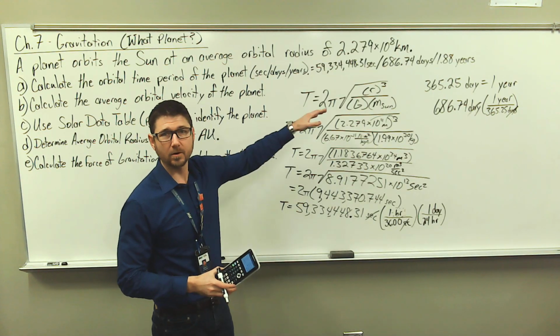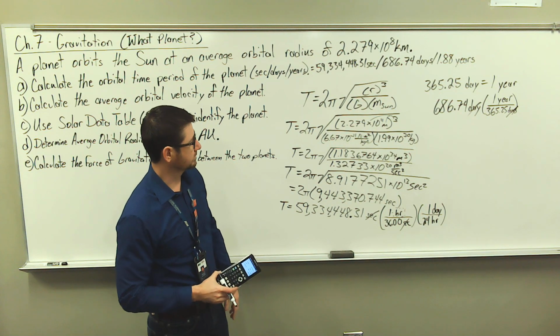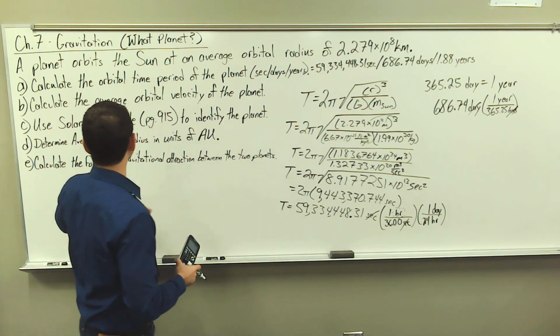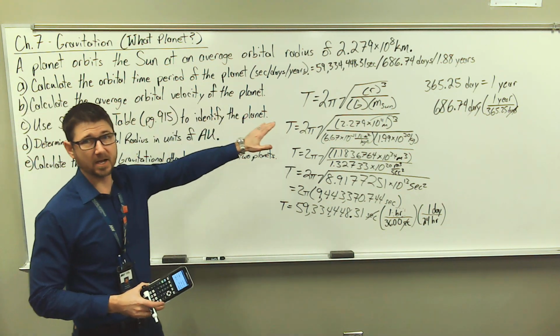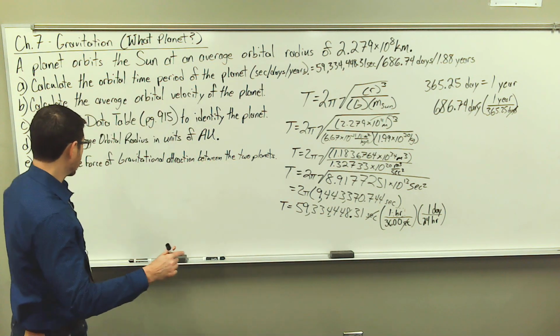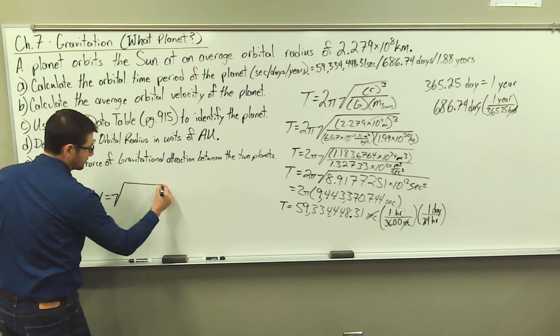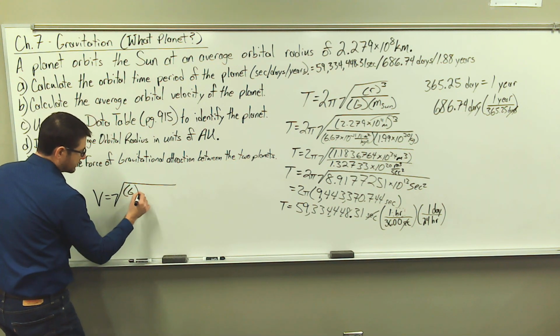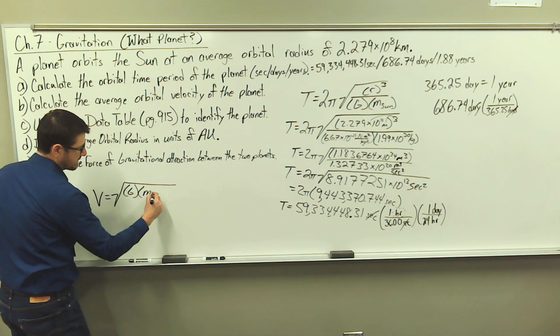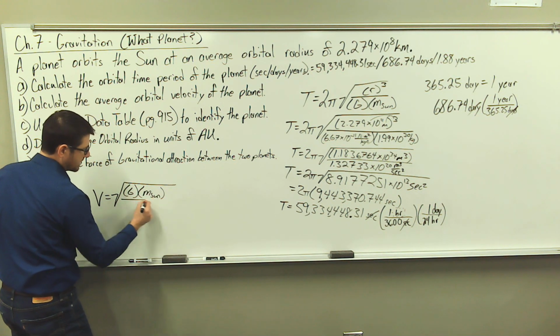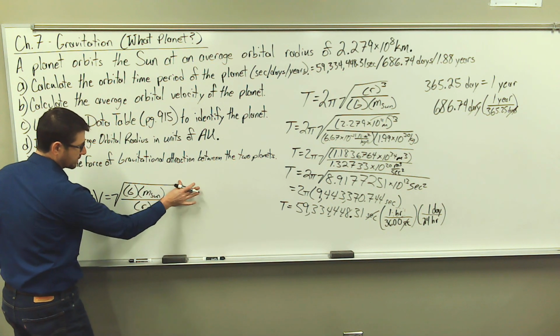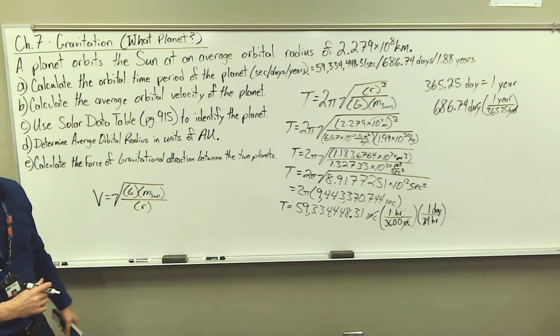Okay? All right, so before I erase all of the algebra that we went through here, we're going to have to calculate the average orbital velocity of the planet. Now, our equation for average orbital velocity is equal to the square root of universal gravitational constant times mass of the sun divided by the average orbital radius. And this is going to be in units of meters.